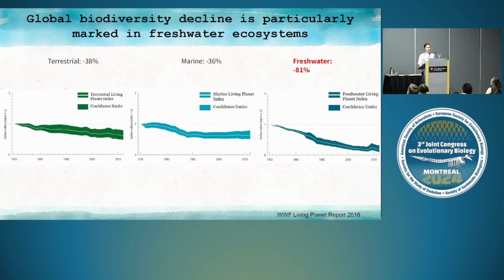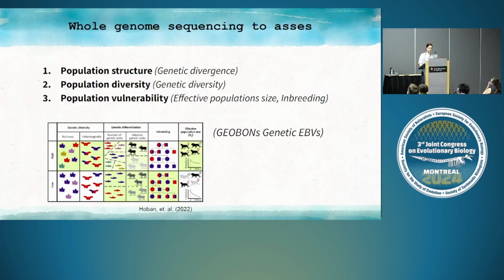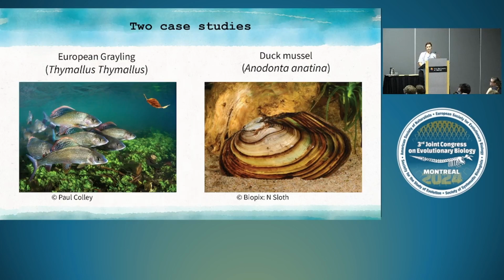And what we really wanted to do was use whole genome sequencing to assess some basic parameters: population structure, population diversity, and population vulnerability. And as we were going, we realized, okay, this aligns really nicely with the GEO BON genetic EBVs, which I would assume most of you are familiar with, by Hoban et al. in 2022. So genetic divergence, diversity, effective population sizes, and inbreeding. So we wanted to focus on these different aspects and see how we would assess this with a similar pipeline within freshwater systems for very different taxa.